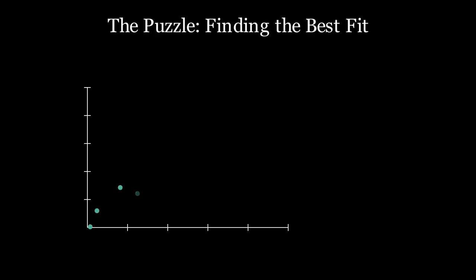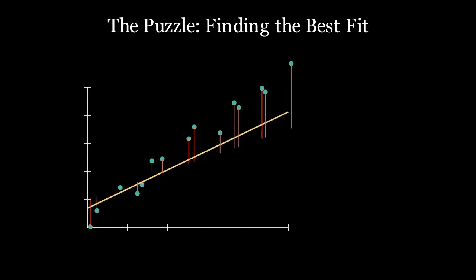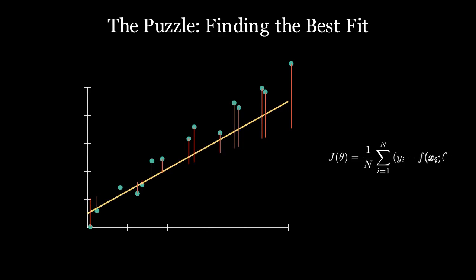Imagine you have a scatter of data points and you want to find the line that fits them best. You could guess the slope and intercept, measure how wrong you are, adjust, and guess again. But with millions of possible lines, how do you find the best one efficiently?